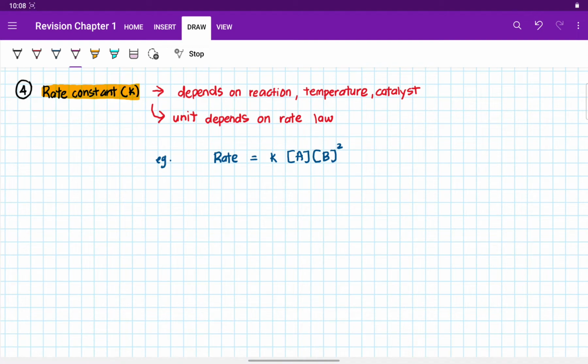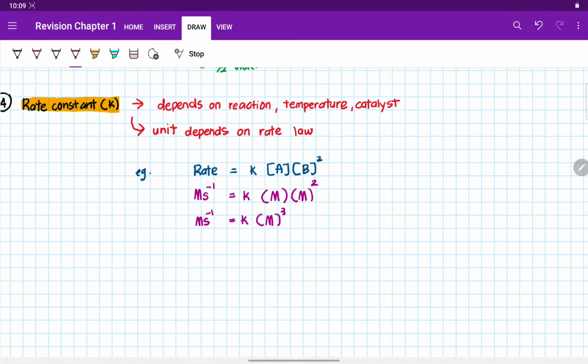Okay, now, cara untuk tentukan dia, so ingat, rate dekat sini dia akan sentiasa unit dia adalah Ms negative 1, equals to K. So, untuk concentration, apa unit concentration? Unit concentration adalah molar. So A molar, B pun sama juga molar. But as you can see over here, dia ada to the power of 2. So, overall dekat sini dia akan jadi, Ms negative 1 equals to K M to the power of 3.